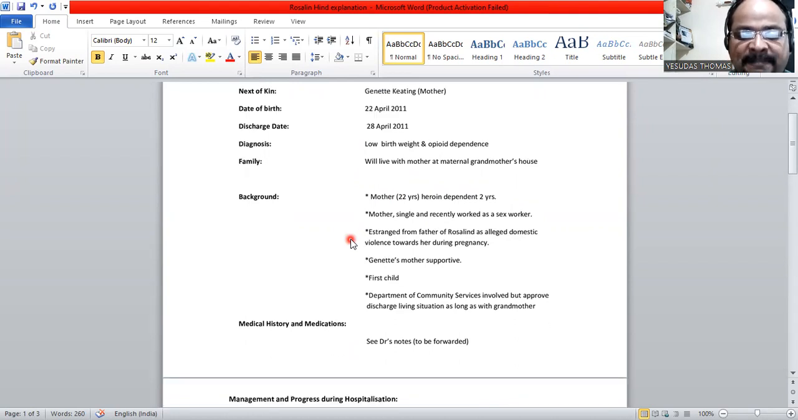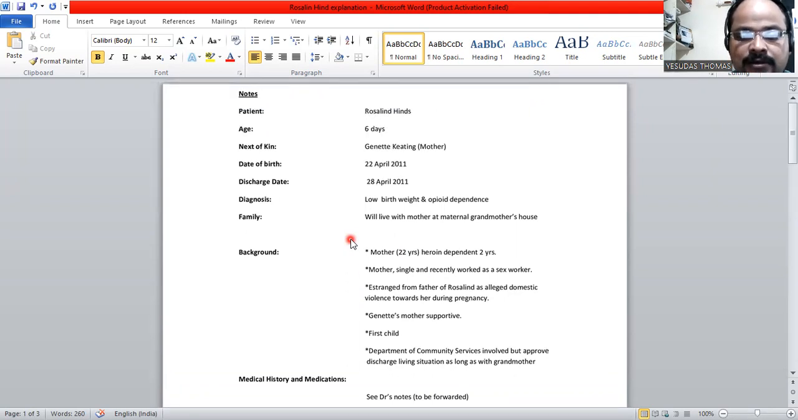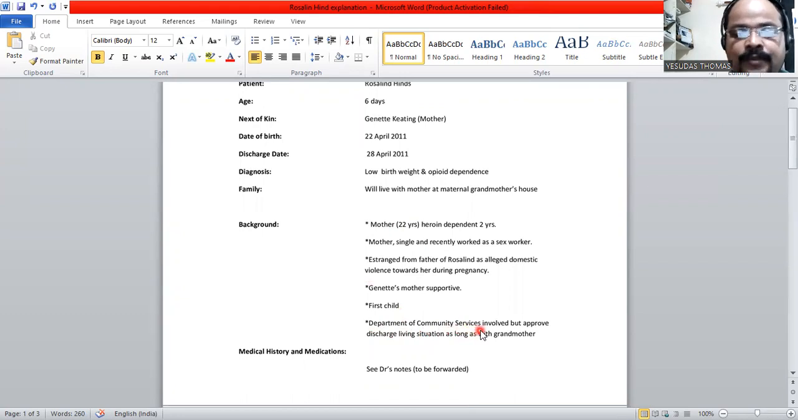You have reported this matter to the Department of Community Services, but they approved discharge on the condition of the living situation with the grandmother. So now you have to make the situation of the baby safe. The Department of Community Services will approve the discharge only when the baby and mother live at the maternal grandmother's house. As long as they live there, the discharge will be approved. So this is something very crucial here.